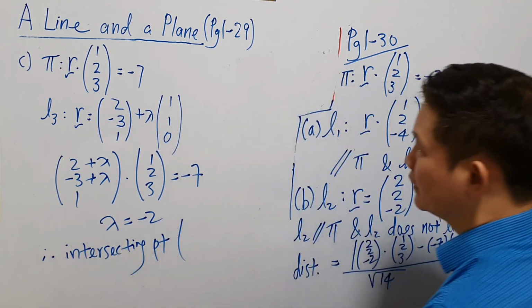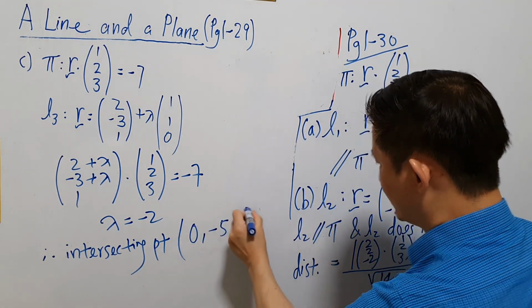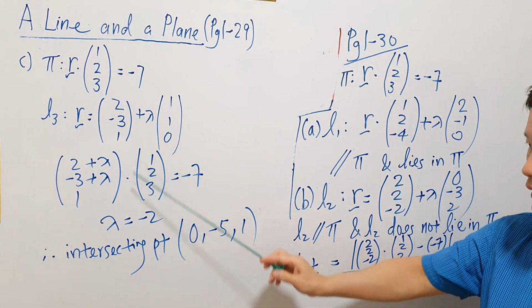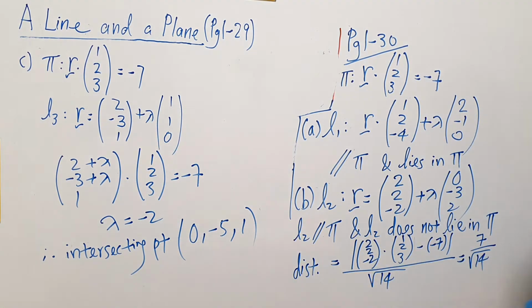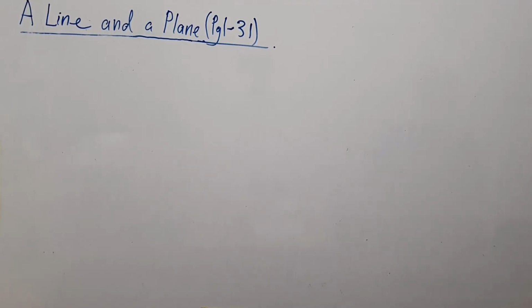So if lambda is minus 2, therefore the intersecting point will be: I put minus 2 into the equation of the line, and I get (0, minus 5, 1). And that completes the exercise on page 130. Okay, now we are on to page 131.